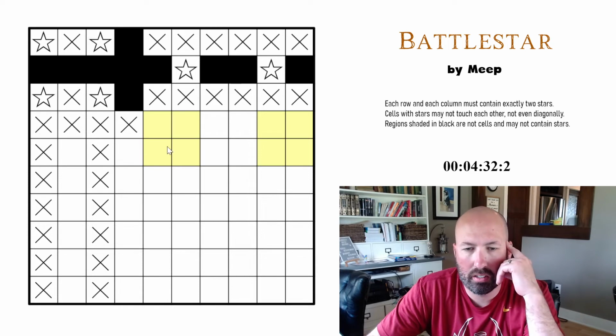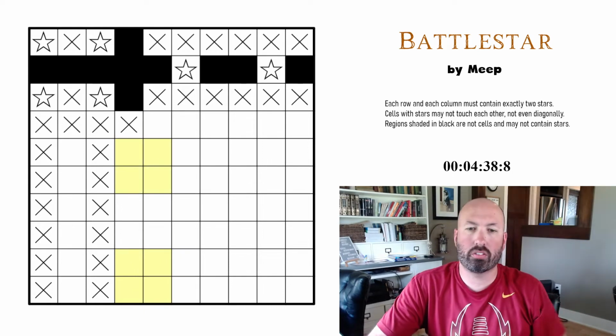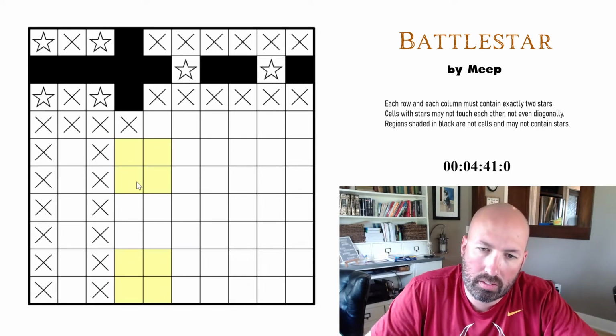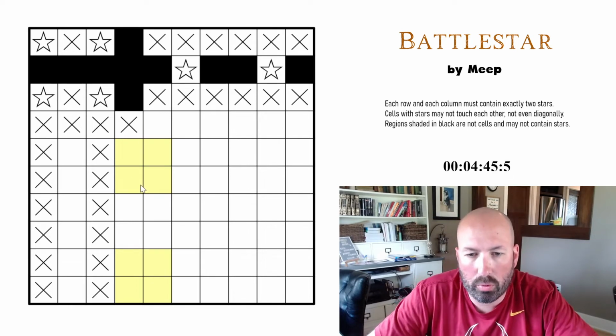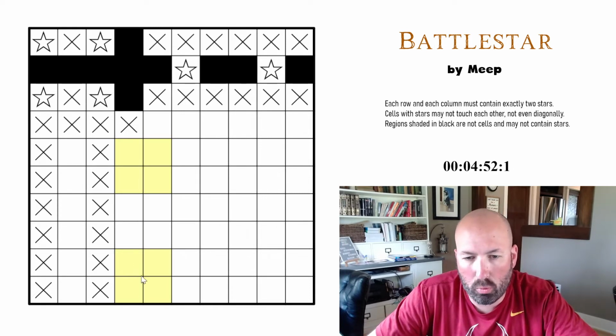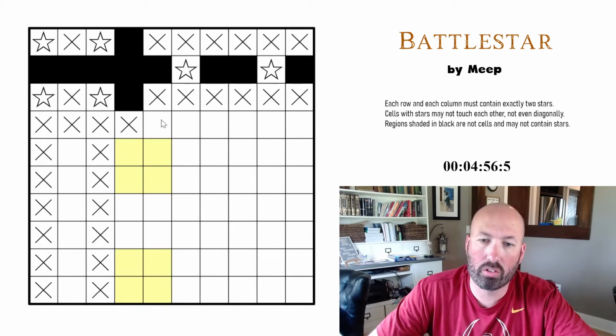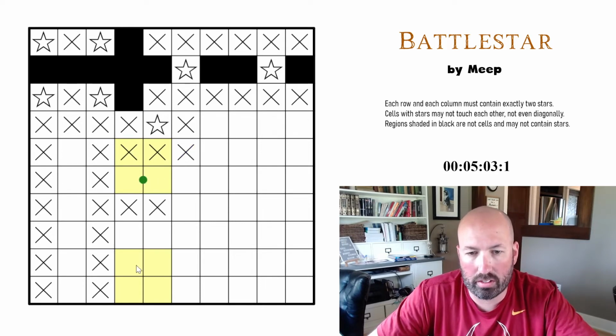Let's see. Maybe we need to look. What about this right here? We can do one there. Right, there we go. So these two columns, if we go column four and five, we need four stars in there. Right, so there can be one in this yellow, one in this white 2x2, another in this yellow. So the fourth one has to be right there, which is going to eliminate these. That's going to give us a star, a domino there, essentially.